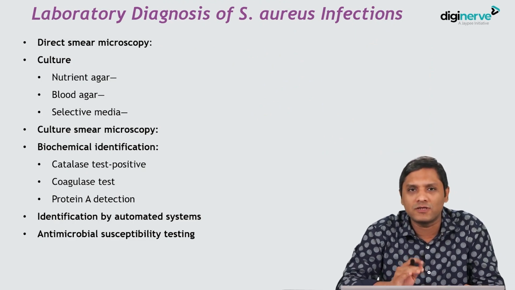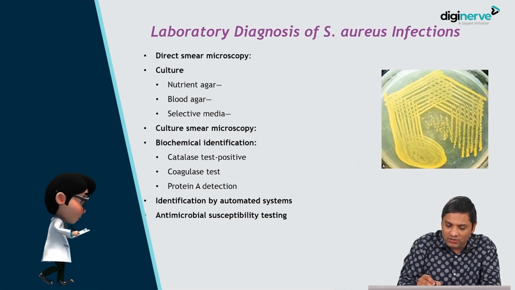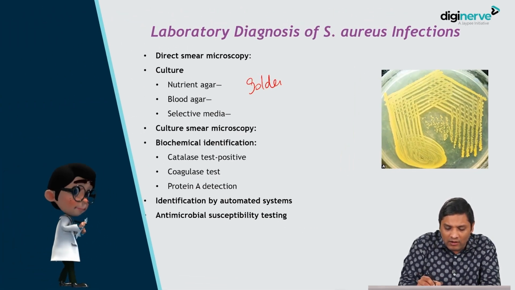After that, the specimens you have collected can be subjected to culture. The important culture media include nutrient agar, where Staphylococcus aureus will produce golden yellow colonies.